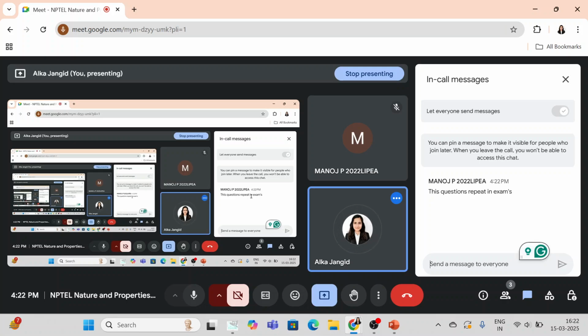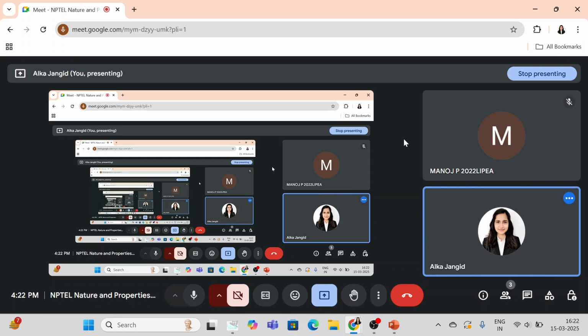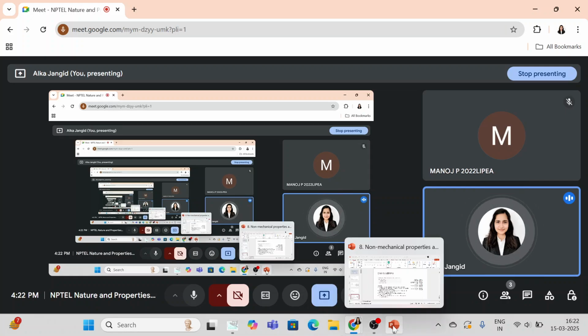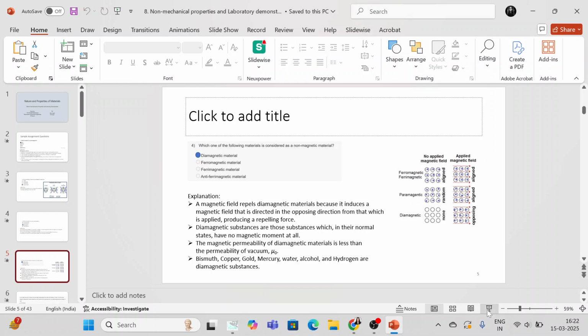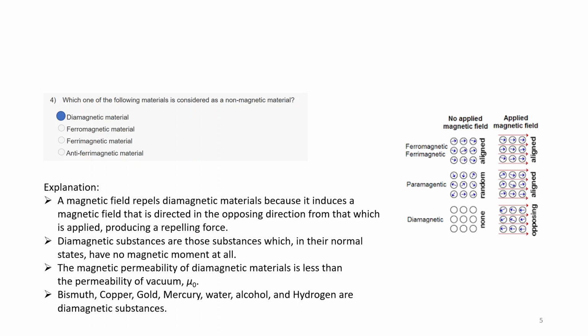Will the question repeat? Questions won't repeat in the exam. It depends; questions can be similar to these, but they won't be exactly the same as these questions.